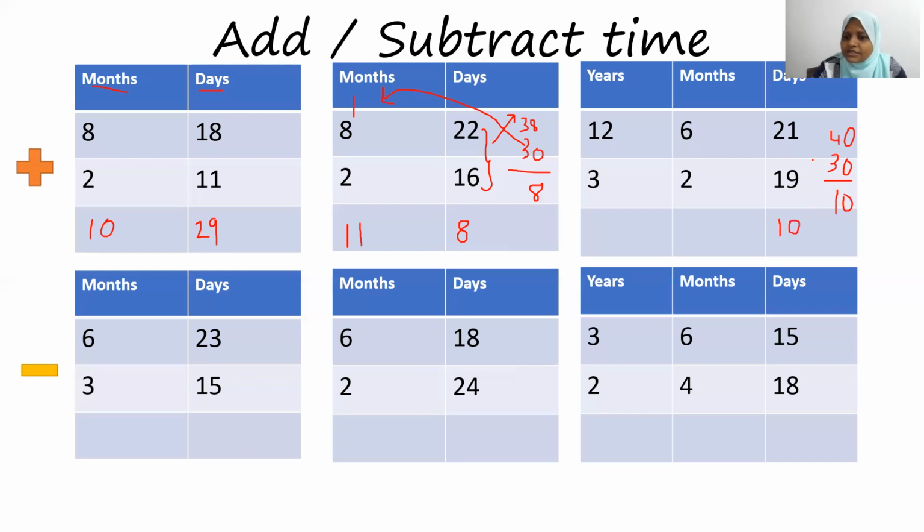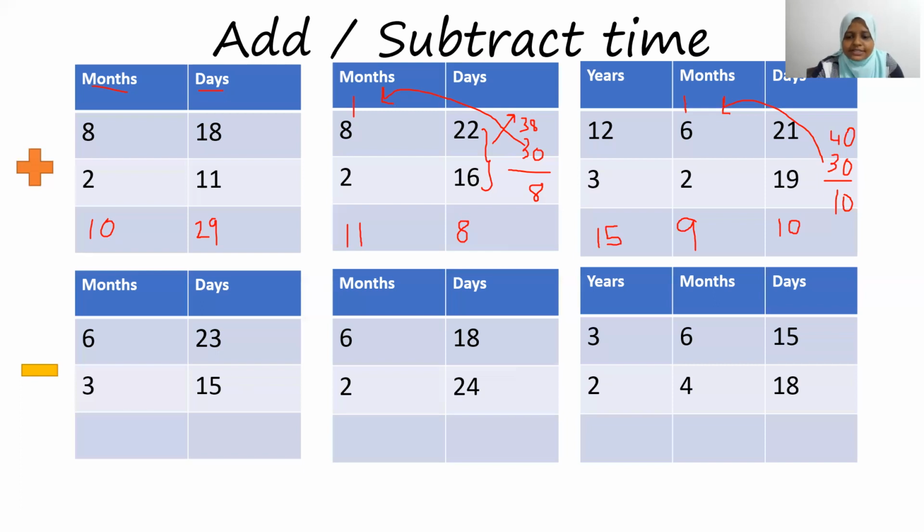And what are we going to do with this 30? We are going to give it to the month. So it doesn't become 30 here, it becomes 1 month. 6, 7, 8, 9 months and 15 years. Okay. I hope it's clear. Right. So now we will look at something with subtraction.